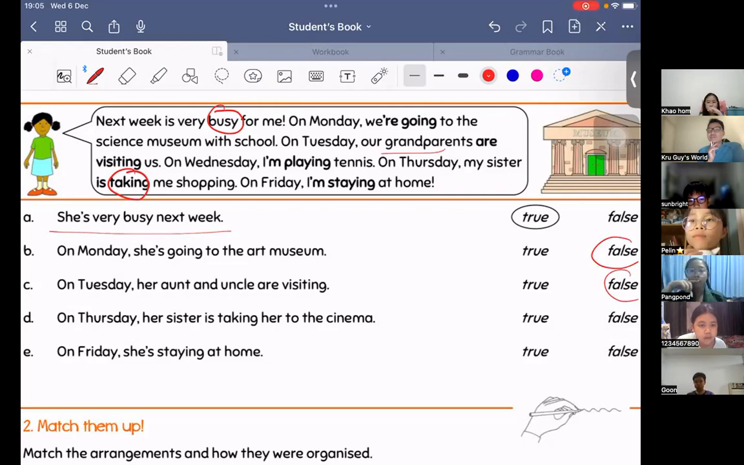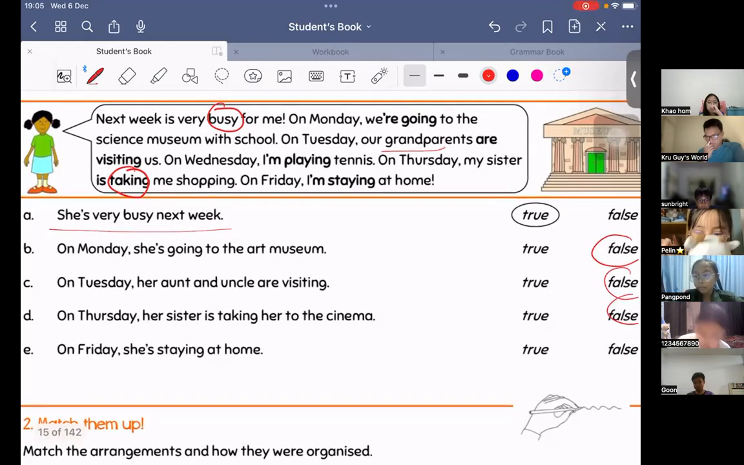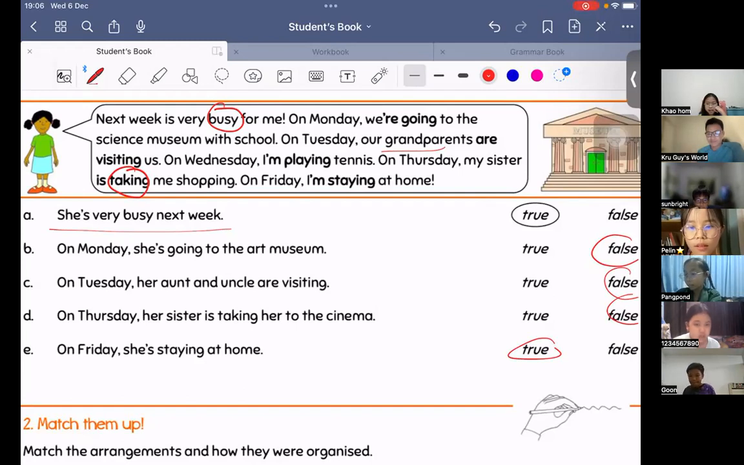Thursday, my sister is taking me shopping. Yes. So this one should be false. Safa, look at letter E. On Friday, she's staying at home. It's true. Okay. I think you should not pronounce the E's. No E's. Okay. On Friday, she's staying at home. That's fine. Okay.